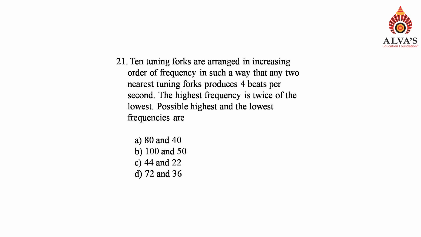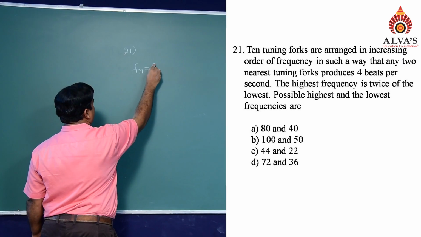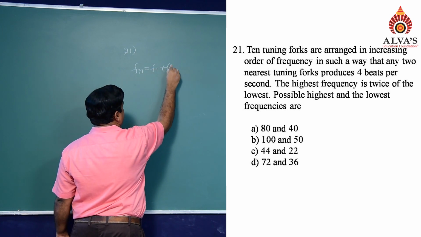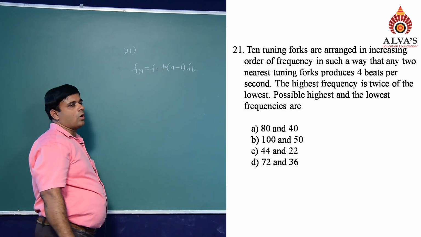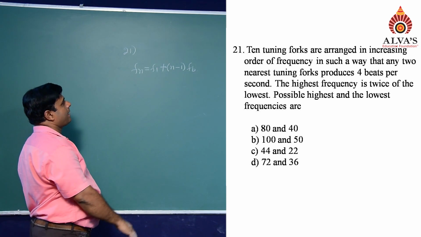10 tuning forks are arranged in increasing order of frequency in such a way that any two nearest tuning forks produce 4 beats per second. The highest frequency is twice of the lowest, possible highest and the lowest frequencies are. In this question, if n number of tuning forks are arranged in the increasing order of frequency, then frequency of the last fork is always equal to frequency of the first plus number of tuning forks minus 1 into frequency difference of the two, also called beat frequency between the two.